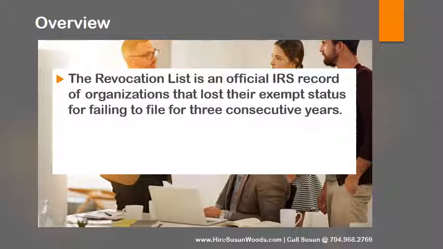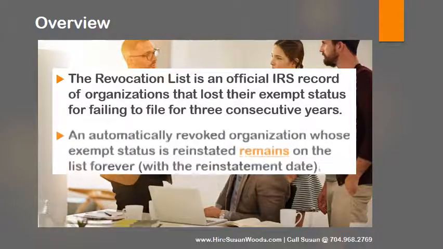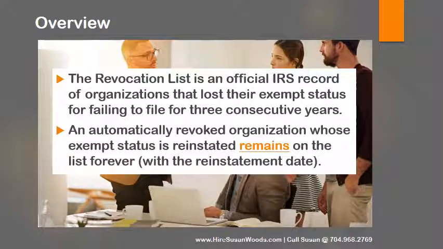The revocation list is an official IRS record of organizations that lost their exempt status for failing to file for 3 consecutive years. The revocation list is located on the IRS.gov website, and it lists all of the nonprofit organizations that have lost the 501c3 status because they failed to file the appropriate Form 990 annual return by the deadline for 3 consecutive years. An automatically revoked organization whose exempt status is reinstated remains on the list forever with the reinstatement date.